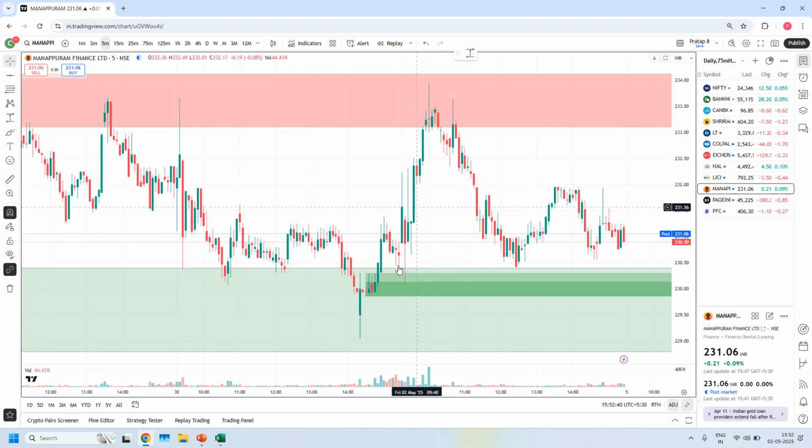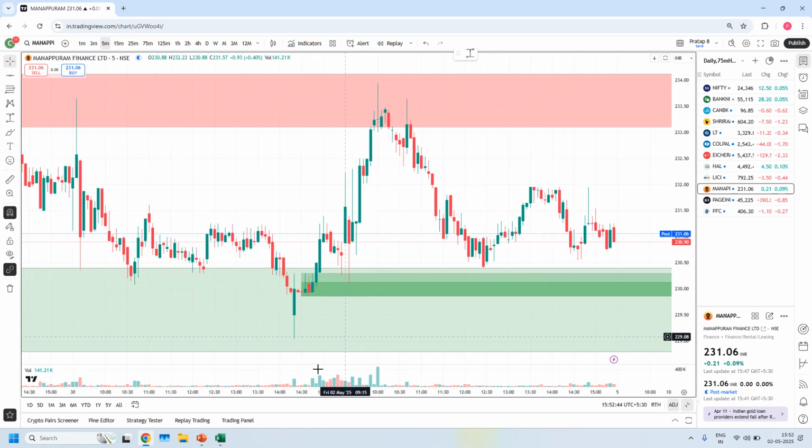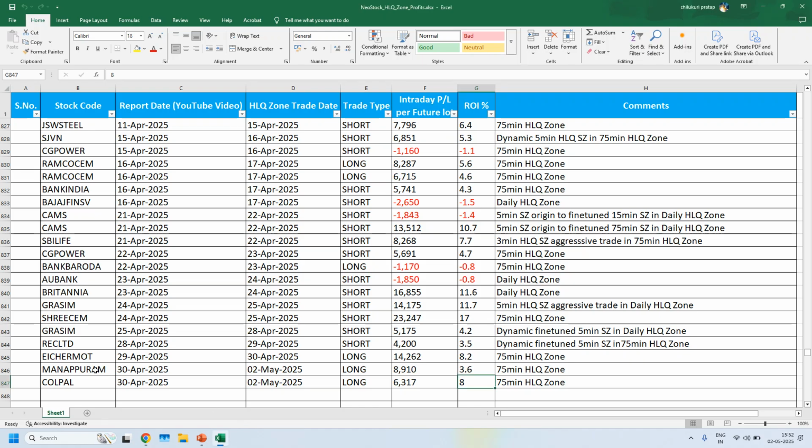Okay, anyway, our interest is only on these HLQ zones. And how much profit did it give you? Manappuram gave you 8,910 rupees profit. But ROI is less, 3.6%, because the future margin cost is around 2.5 lakhs here. But here, in Colpal, the future margin cost is less than 90,000. So these are the 2 trades we got, and 2 more stocks entered into the zone.